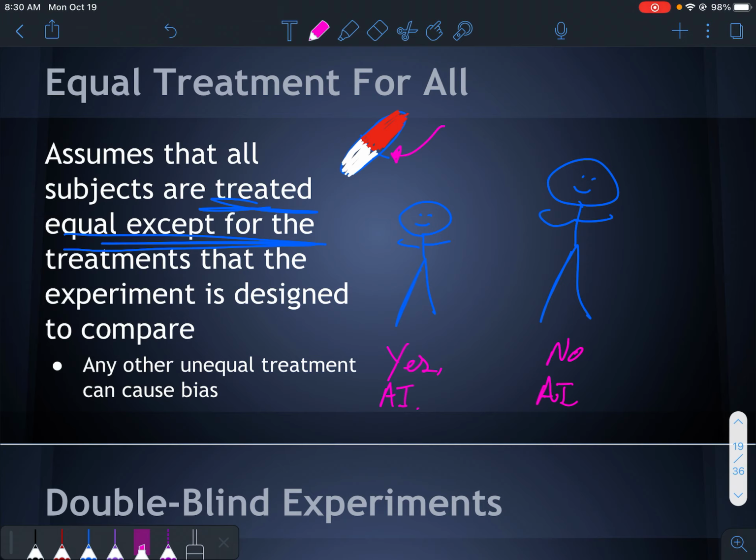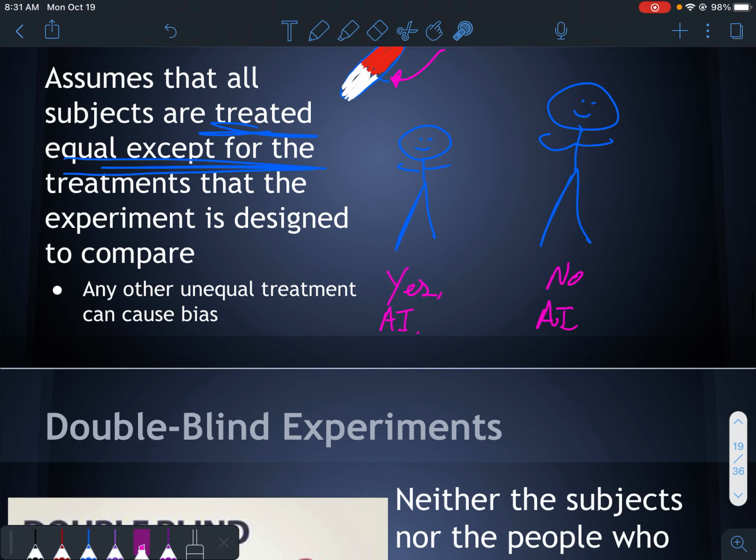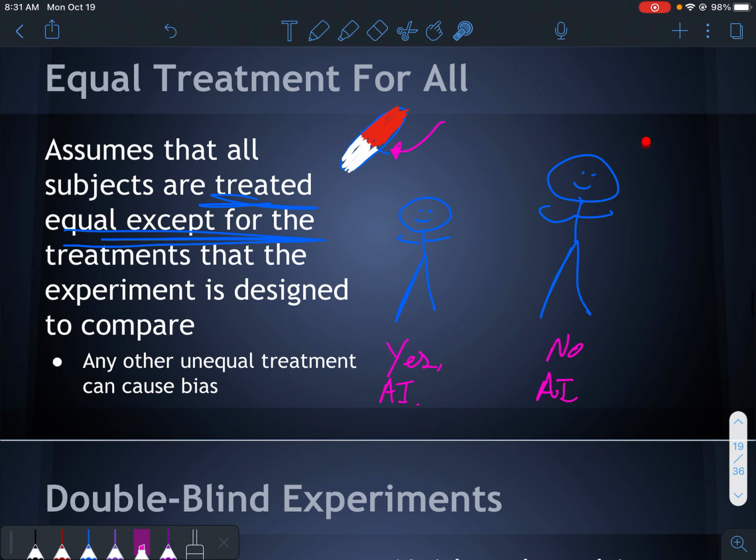Now, this is noted, and we'll talk about double-blind experiments in a second, but if you look at this, the subjects just can't know whether they're taking the placebo or the treatment, because that in itself could cause some placebo effect. So they're treated the exact same. The subjects don't know. Now let's segue into double-blind experiments.